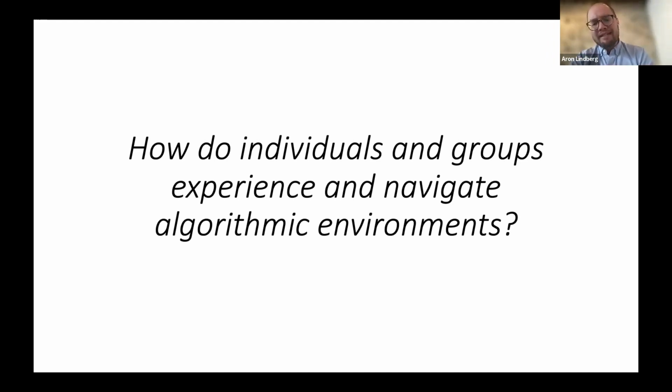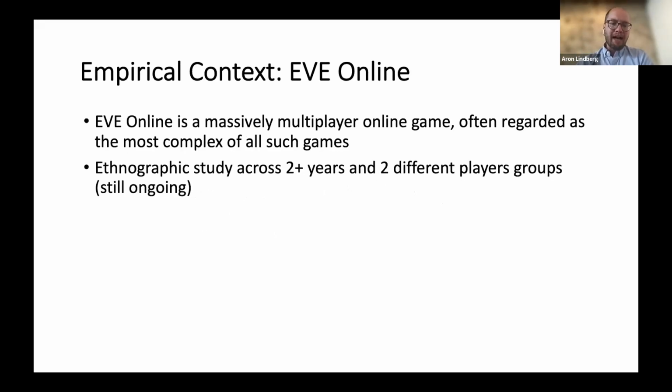So I'm trying to understand, how do individuals and groups experience and navigate such algorithmic environments? I've been engaged with a massively multiplayer online game called EVE Online. This is a game that's often regarded as one of the most complex of all such games. For those of you who are a little bit familiar with gaming, this is quite similar to World of Warcraft, but it's set in a science fiction setting with spaceships in the future, etc.